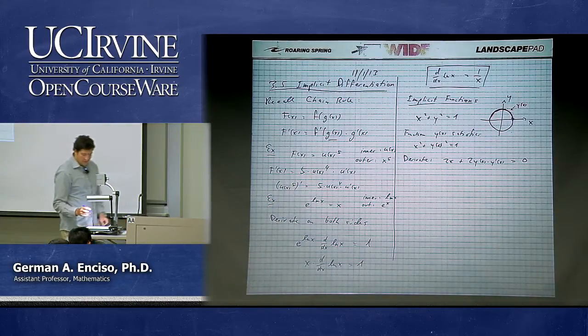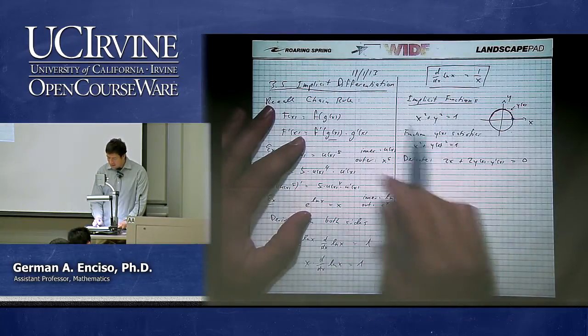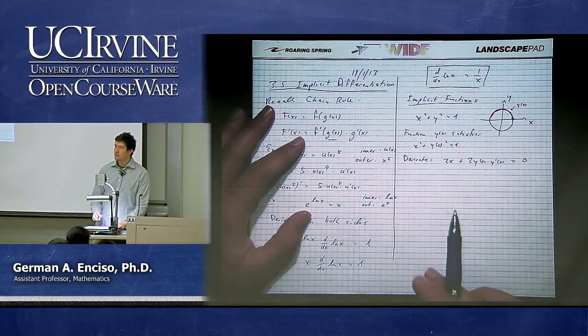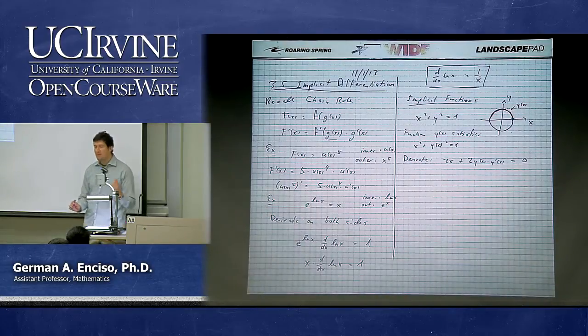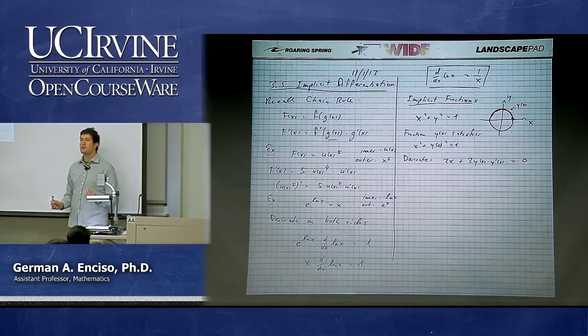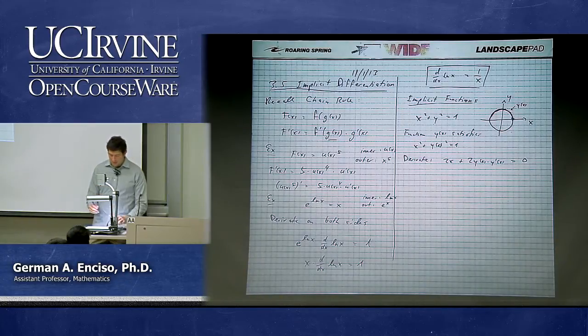So what I want to point out is that some functions can be defined implicitly in terms of an equation, and that you can actually derivate on both sides to find information about the derivative, even if you don't know the function itself. Let me give you another example.